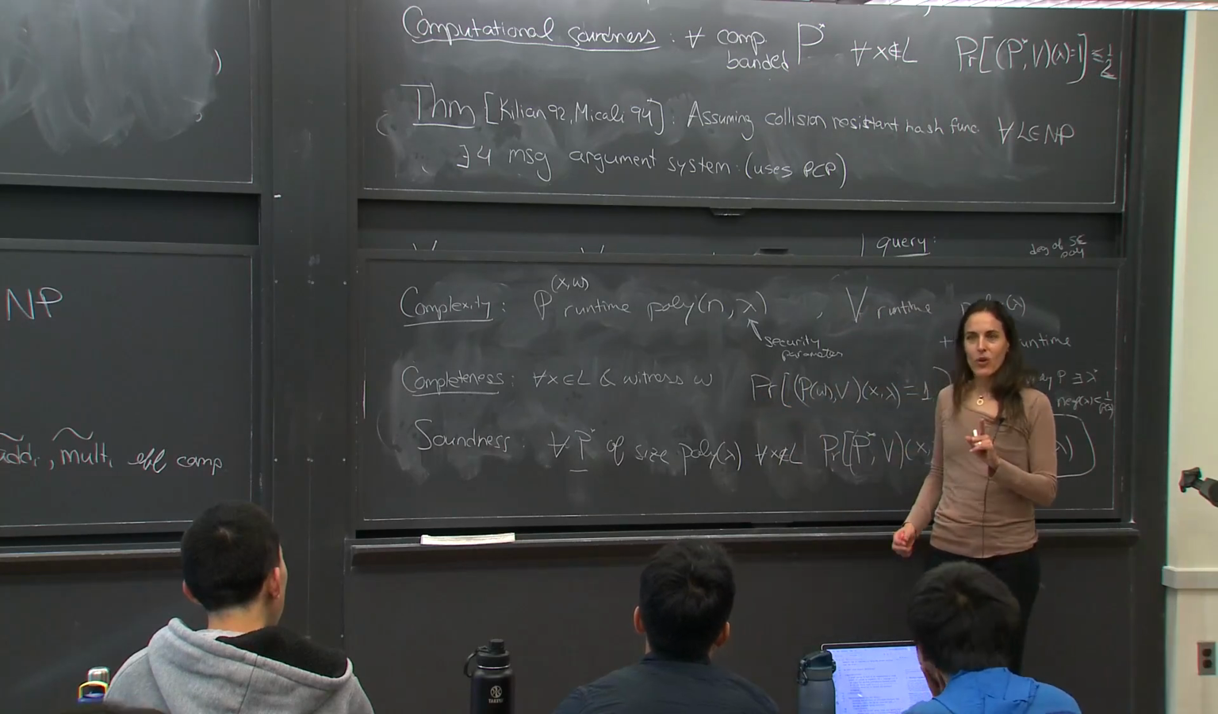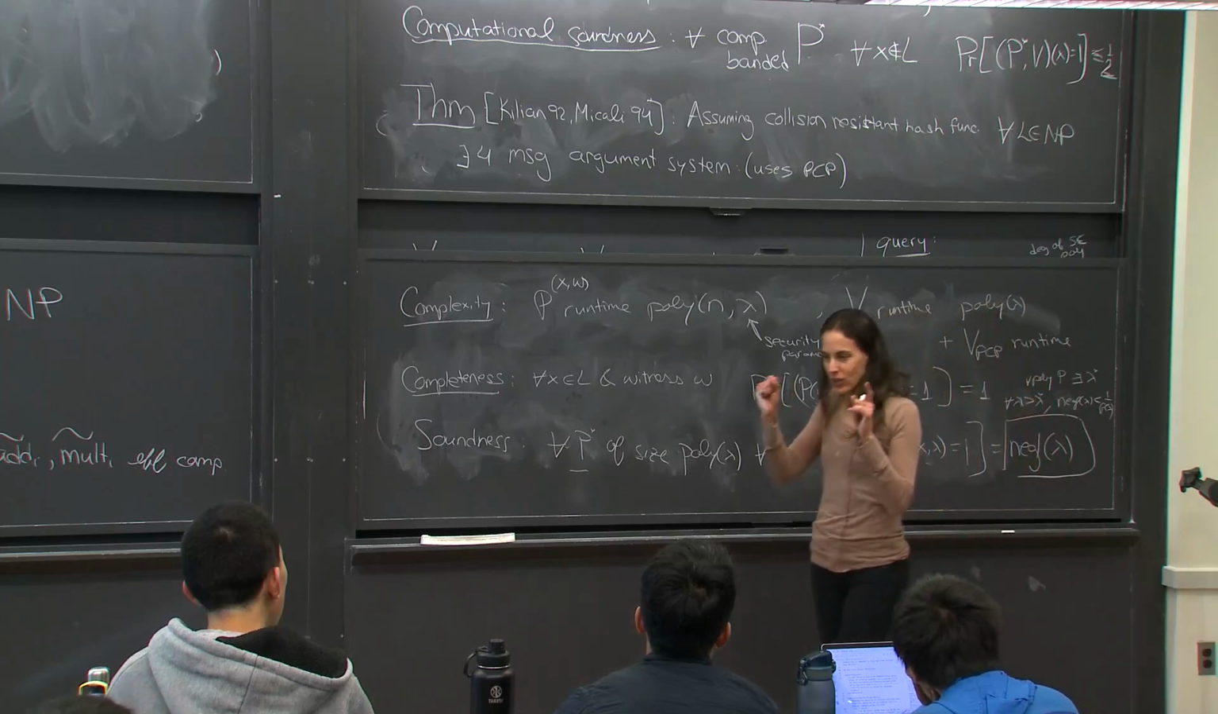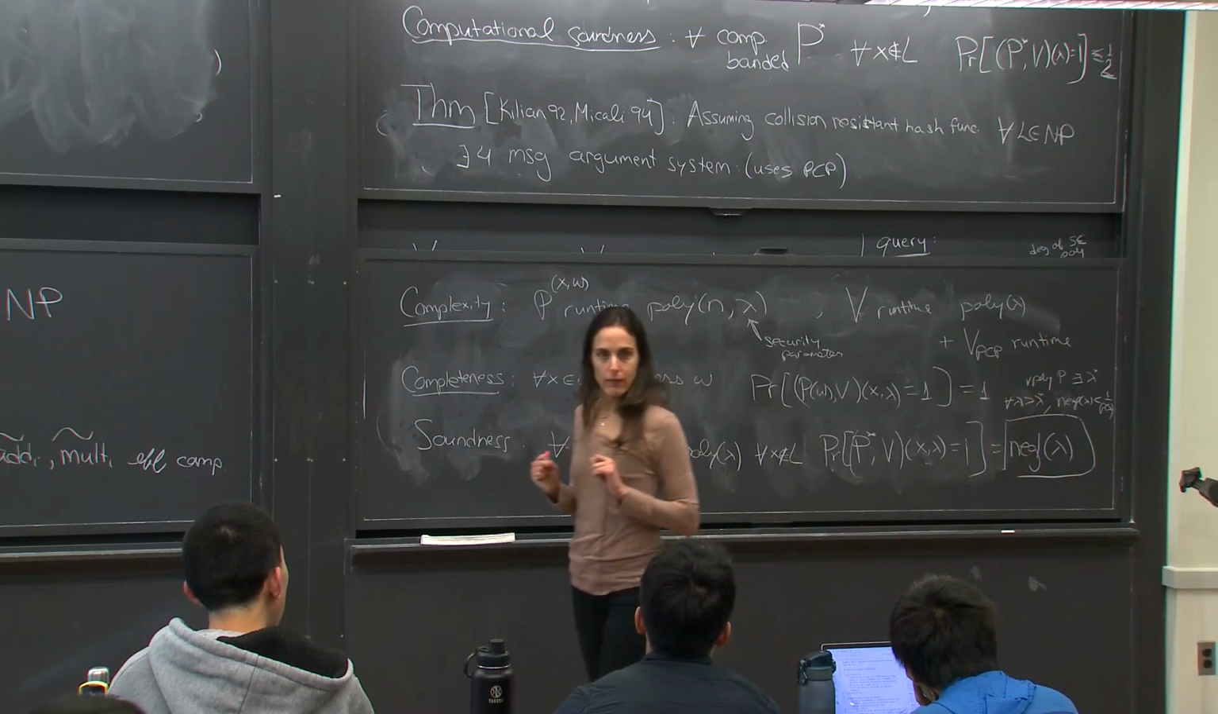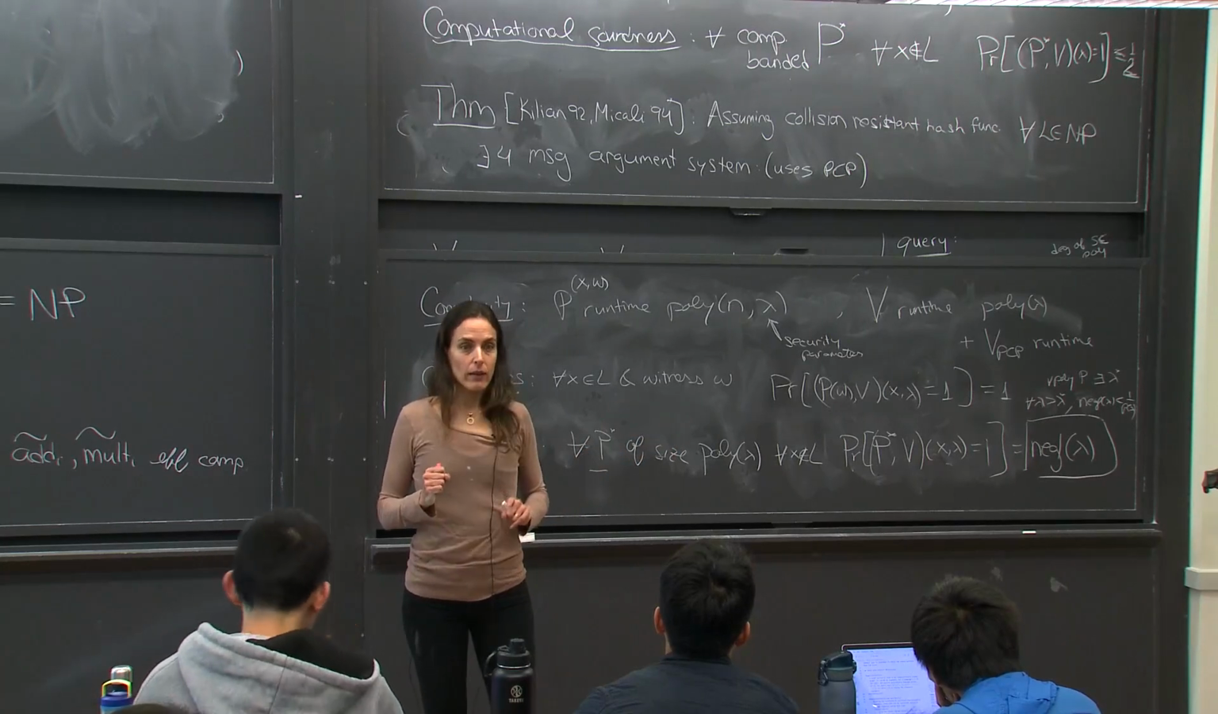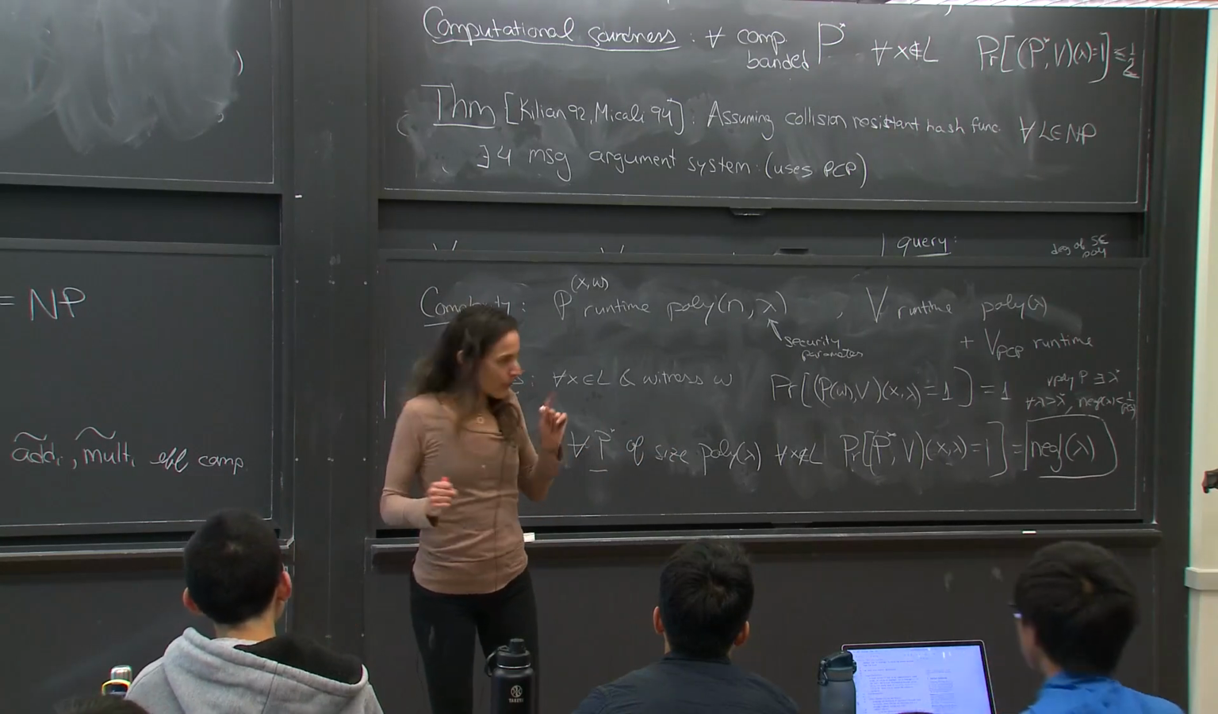But sometimes we want to actually have communication complexity, which is like poly log n. So now the security parameter needs to be poly log n. And now you can't even read.